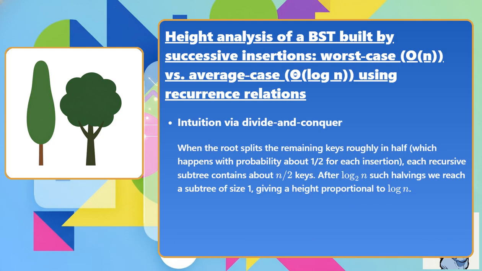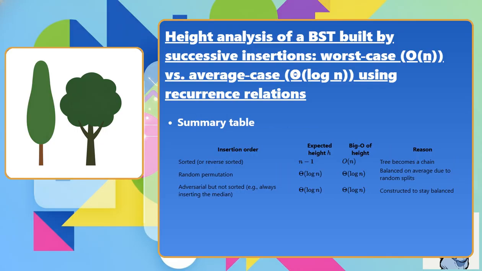Intuition via divide and conquer. When the root splits the remaining keys roughly in half, which happens with probability about 1/2 for each insertion, each recursive subtree contains about n/2 keys. After log base 2 of n such halvings, we reach a subtree of size 1, giving a height proportional to log n. Summary table. Columns are insertion order, expected height h, big O of height, and reason.